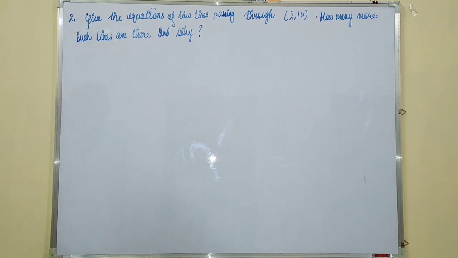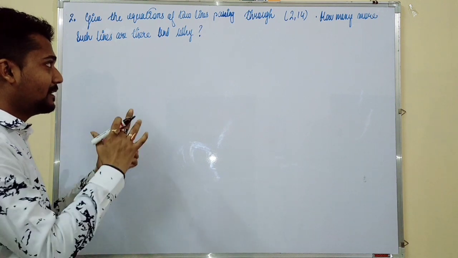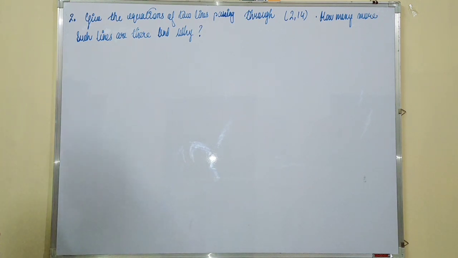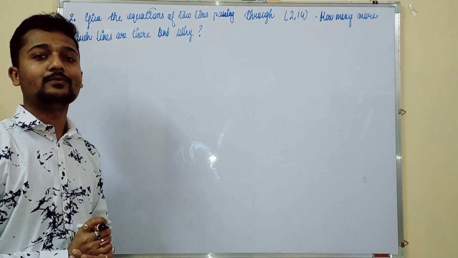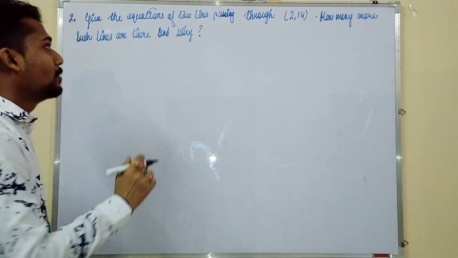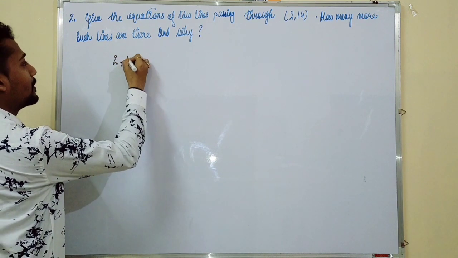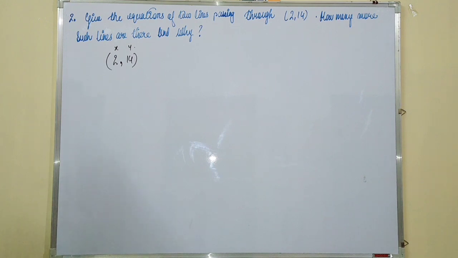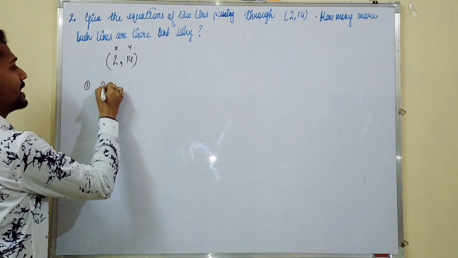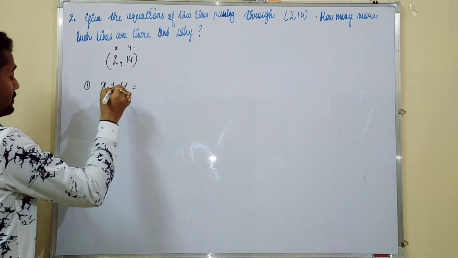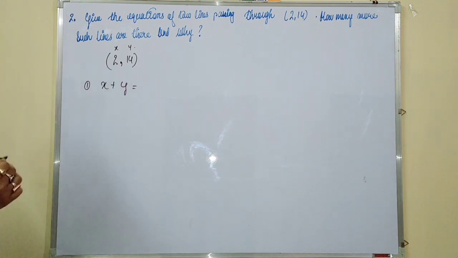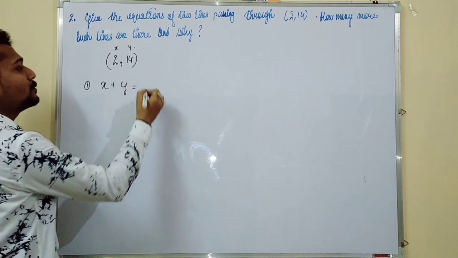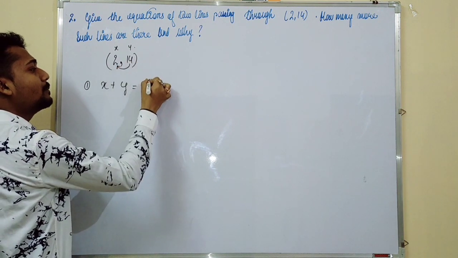Now this is a very interesting question and I find it very appealing, because the question is not that difficult, but you have to understand the concept. (2, 14): this means x and this means y, isn't it? What can be the first equation? x plus y. If you take x plus y, it will be 14 plus 2, which is 16.